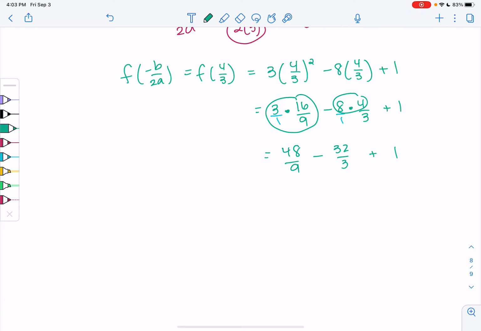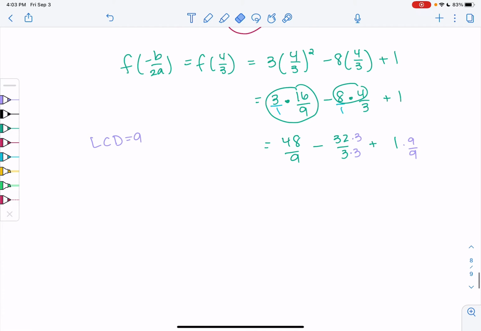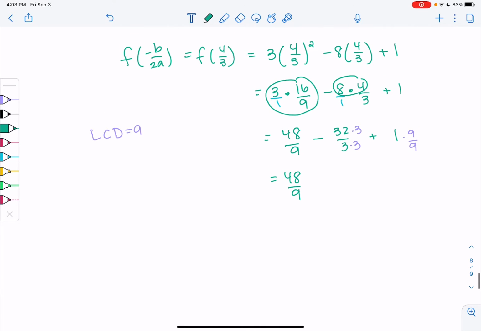plus 1. And then we'll need to do LCD to simplify this. So LCD would be 9. So first fraction's good, second fraction times 3, and then last one is 9 over 9. All right, so let's see, we get 48 over 9 as is. 32 times 3, I think is 96, you can check that. 96 over 9, and then plus 9 over 9. So now that we have LCD, we'll go ahead and combine them. 48 minus 96 plus 9.